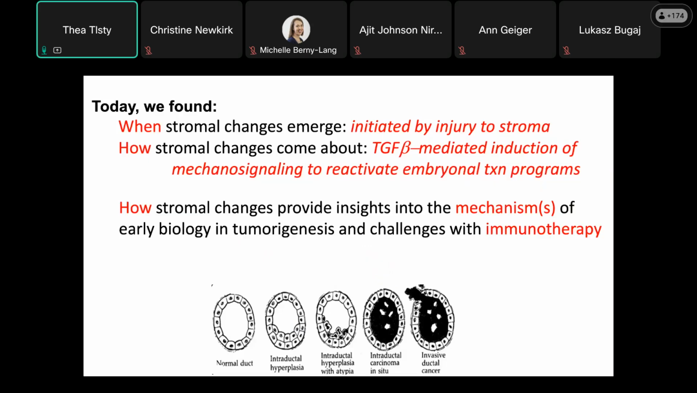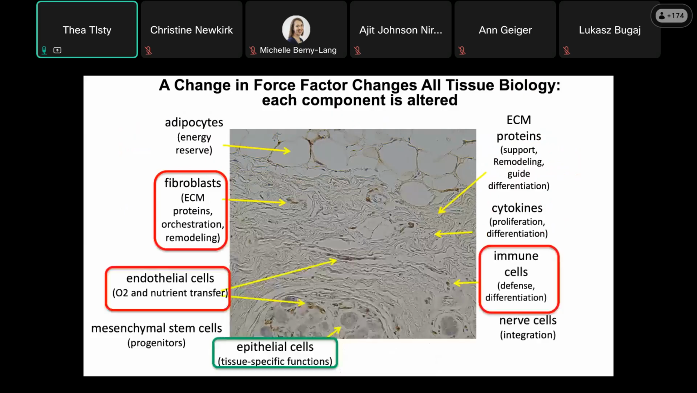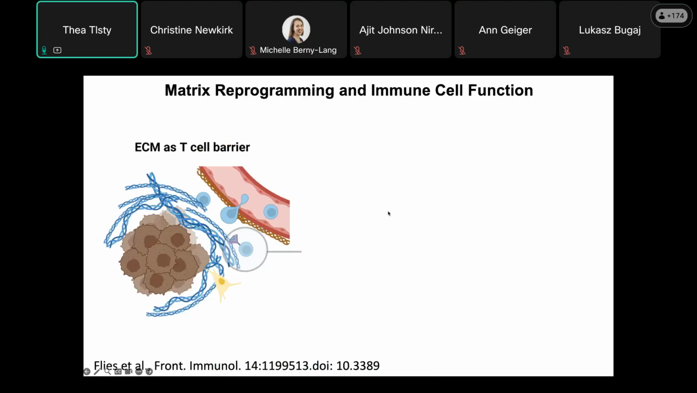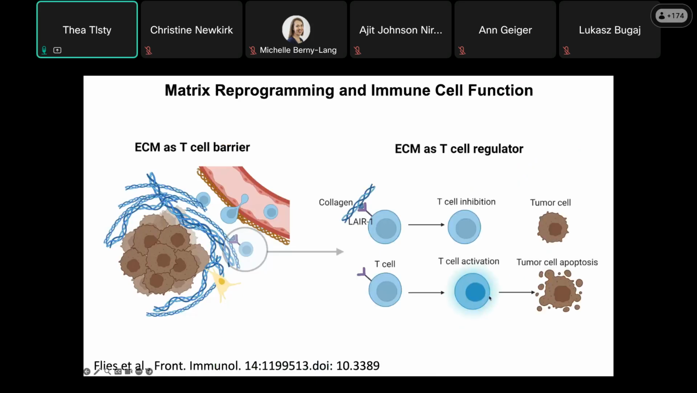Finally, how does it provide insight into the immune tumor interactions? What I focused on is epithelial cell consequences of the stiff microenvironment, but the change in force factor affects every cell that's within the tissue. The fibroblasts, the endothelial cells, and least of all, the immune cells. And so very quickly, many people thought that the collagen was creating a barrier for the immune cells to get in, but it's actually much more than that. Here's an effector T cell killing a tumor cell, but if there's a lot of collagen around, the effector T cells are actually suppressed and they cannot kill the cells.